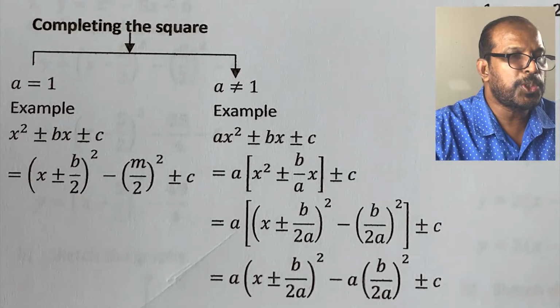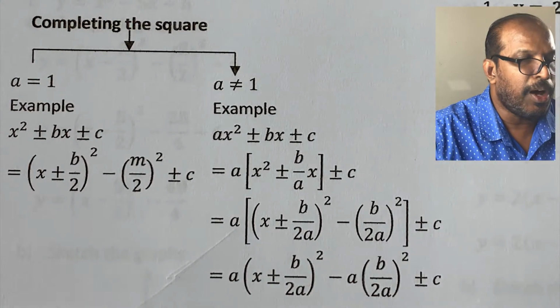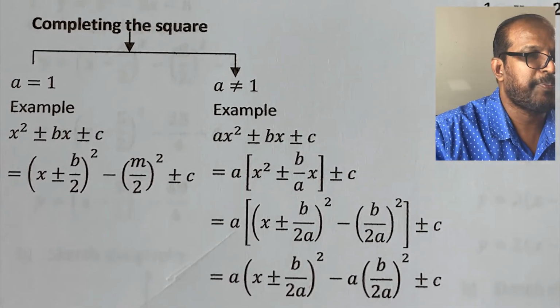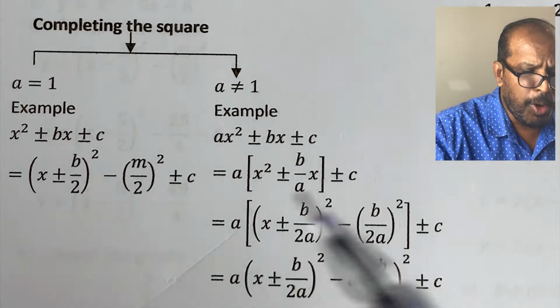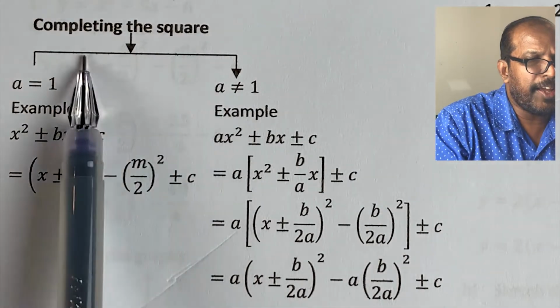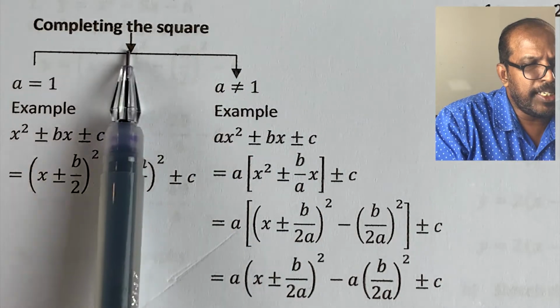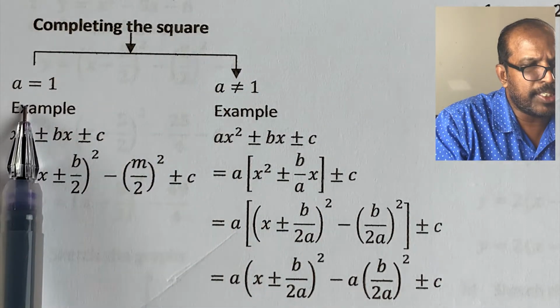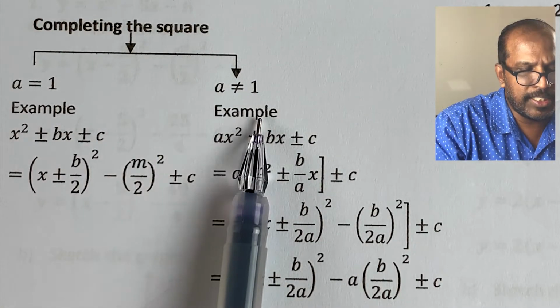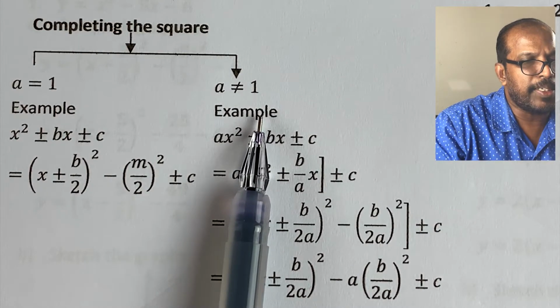Now we're moving on to learn how to complete the square. Every student must look at how to complete the square. Completing the square actually has two methods: one is the a equals 1 method, and the other is the a not equal to 1 method.